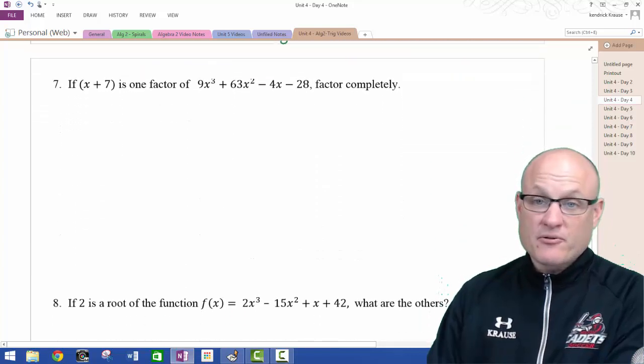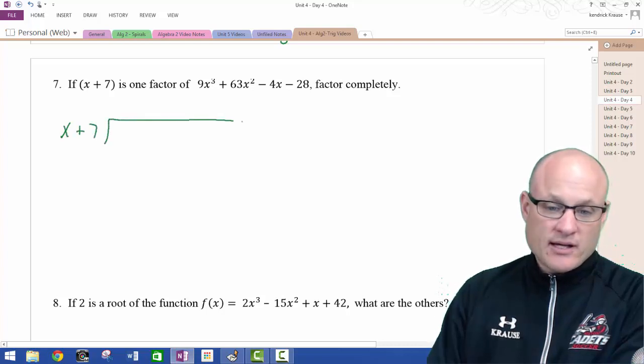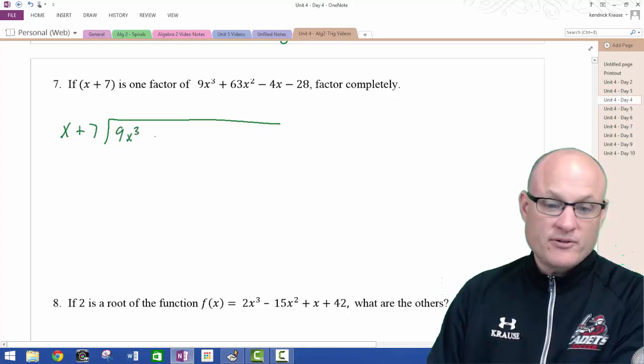This one's just asking for factors, so I don't have to finish it. So x plus 7. Got 3 left. 3 division problems left, and I'm done for this video. Plus 63x squared minus 4x minus 28.